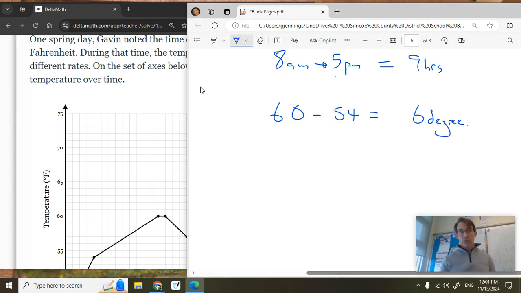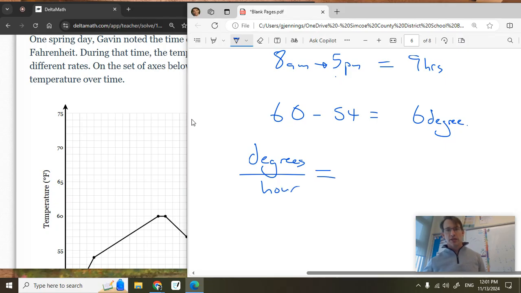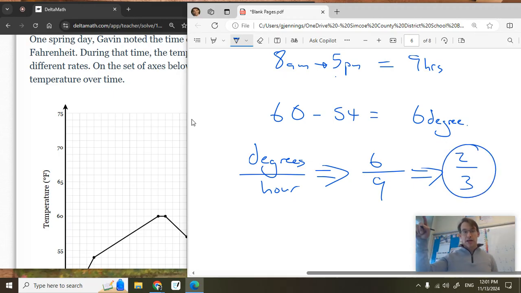We want to think about the unit that we would use here. So I would measure the amount of temperature change in degrees per hour. So since my unit is degrees per hour, that's how I'm going to set this up. So I'm going to have 6 degrees divided by 9 hours, and then note that that reduces to 2 on 3. Okay, so we're rising by 2/3 of a degree every hour, or 2 degrees every 3 hours.